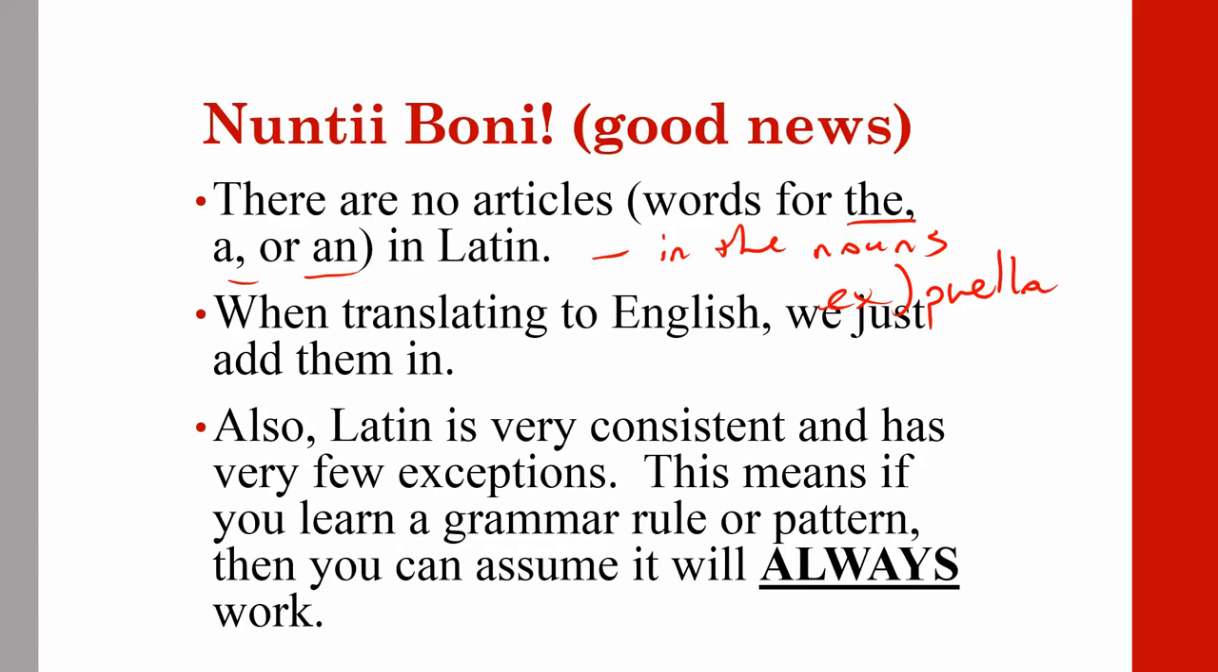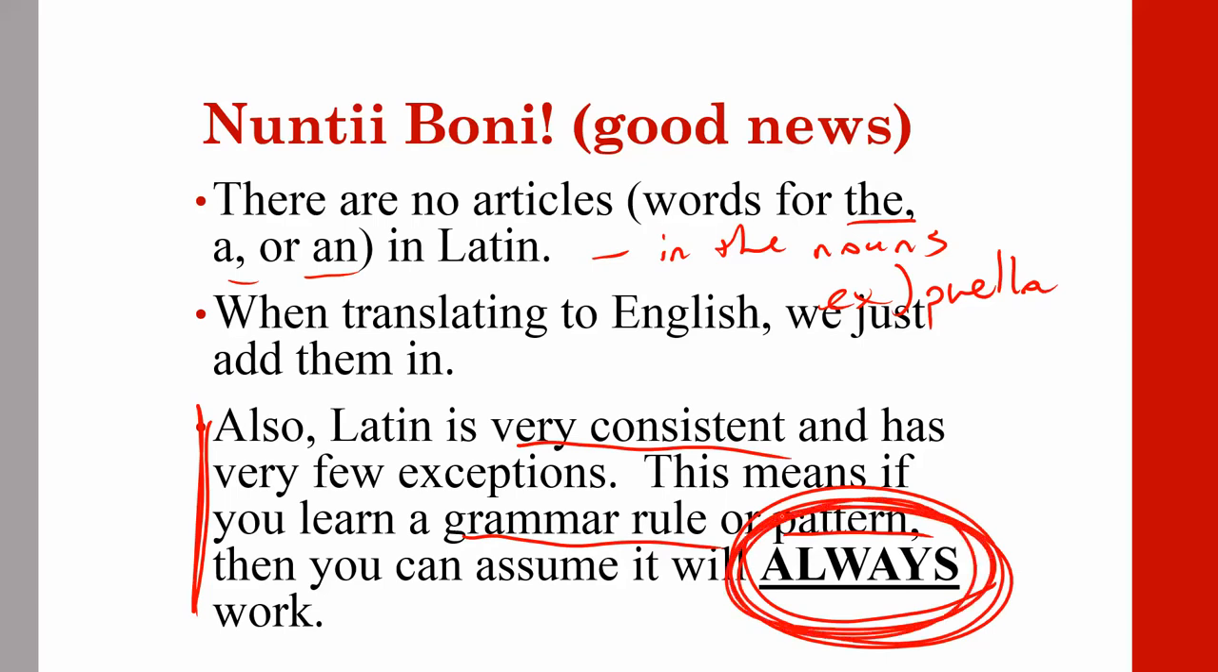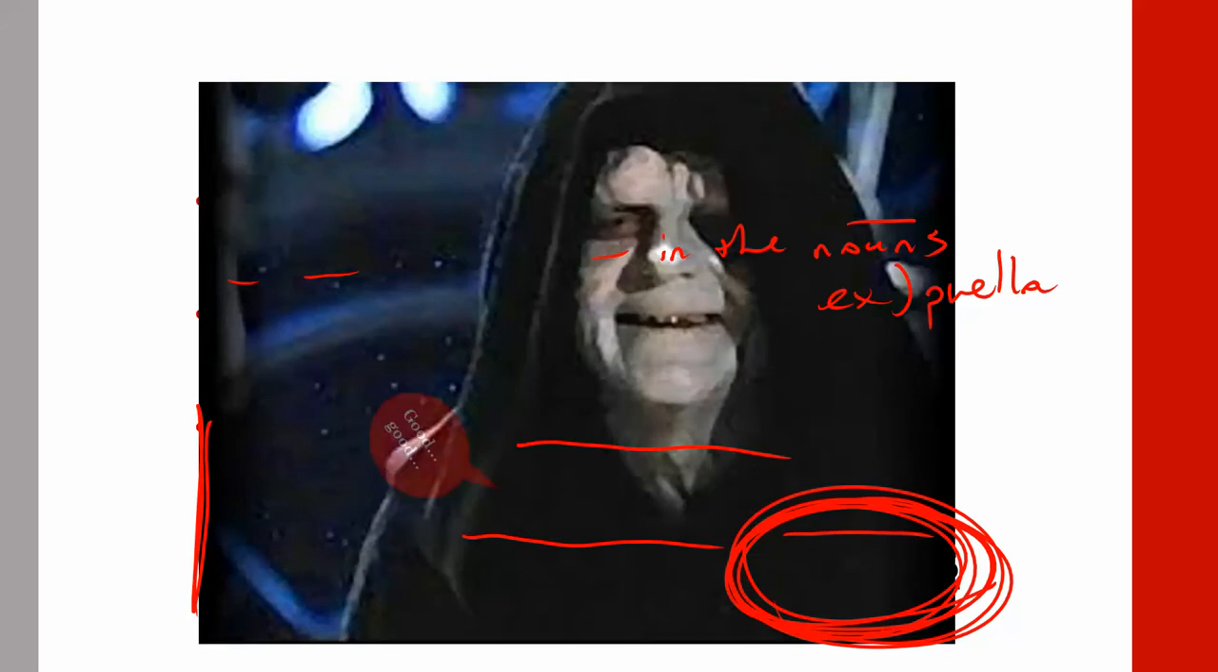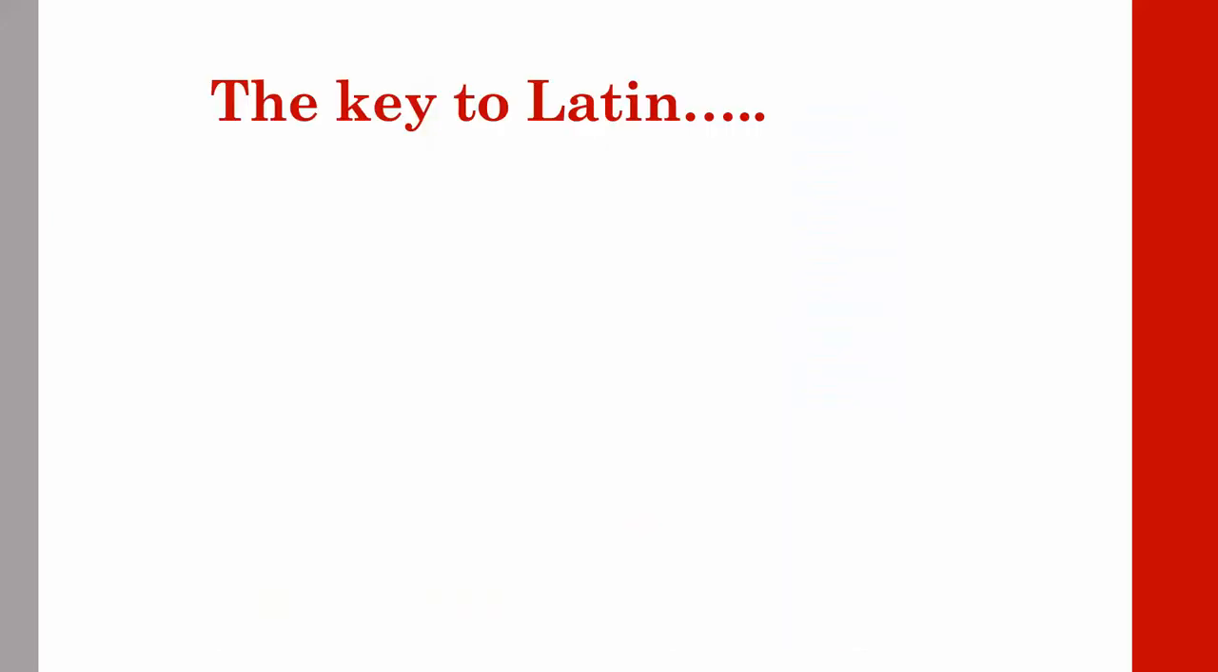Last thing I want to make sure you know is, before we get too far in any more grammar videos, that Latin is very consistent and doesn't have a lot of exceptions. So this means if I tell you that there's a grammar rule or I teach you a pattern, you can assume it will always be true. Okay, if it's like the example, then you can assume it works like the example. That's all you need to do. You don't need to second guess or question yourself. This is good for us, yes?